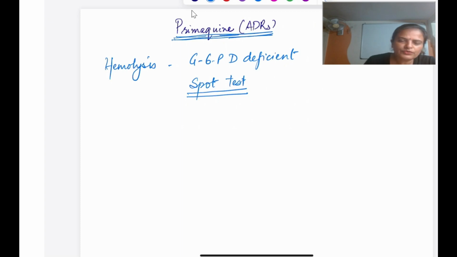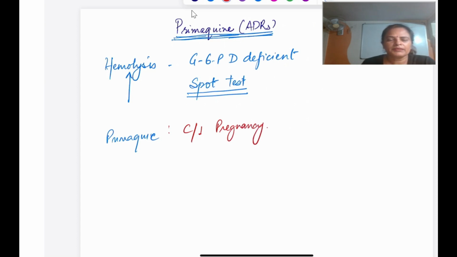And how will you come to know? There is passage of dark colored urine, that is the indication of hemolysis. And if this happens, immediately stop this drug. Another important point is that Primaquine is contraindicated during pregnancy because the fetus is G6PD deficient. So this is about Primaquine.